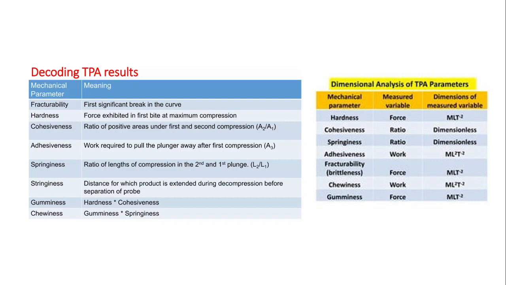Then stringiness, it is the distance for which the product is extended during decompression before the separation of the probe. Gumminess is the product of hardness and cohesiveness, and chewiness can be obtained by the product of gumminess and springiness. In the table shown here, different dimensions of these parameters are given. Hardness is the force, cohesiveness is the ratio, so it is dimensionless. Springiness is also a ratio. Adhesiveness is work, fracturability is also force, chewiness is work, and gumminess is again force.